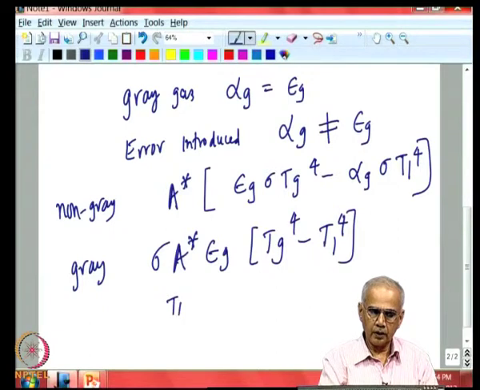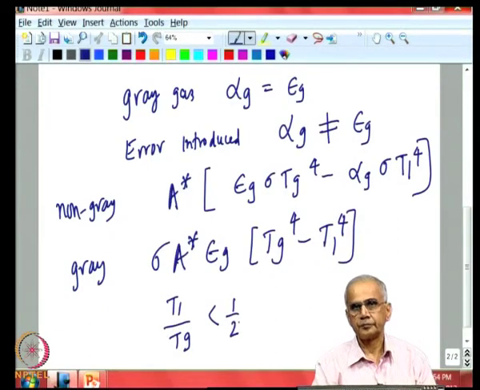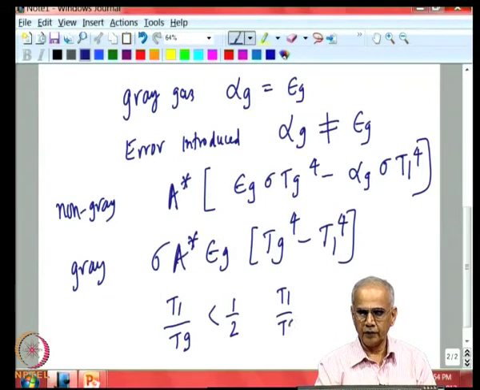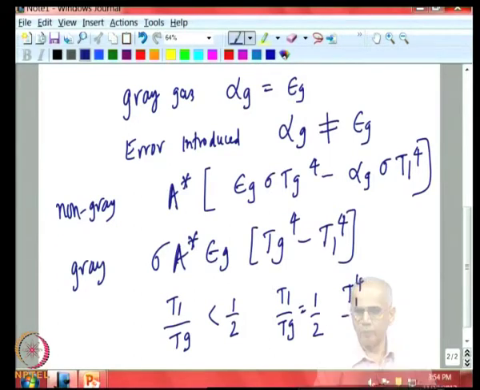but interestingly, in most applications that we will deal with, the T 1 by T g will be less than half. That is, the sink temperature typically, in the application we are dealing with, which was a power plant furnace, is less than half. Suppose it is equal to half. So, if T 1 by T g was equal to half for convenience, then you see that T 1 to the power of 4 by T g to the power of 4 is 1 by 16. So, this term is very small.